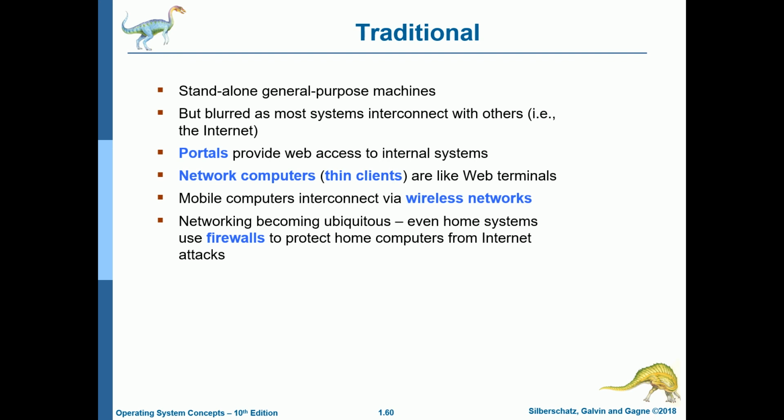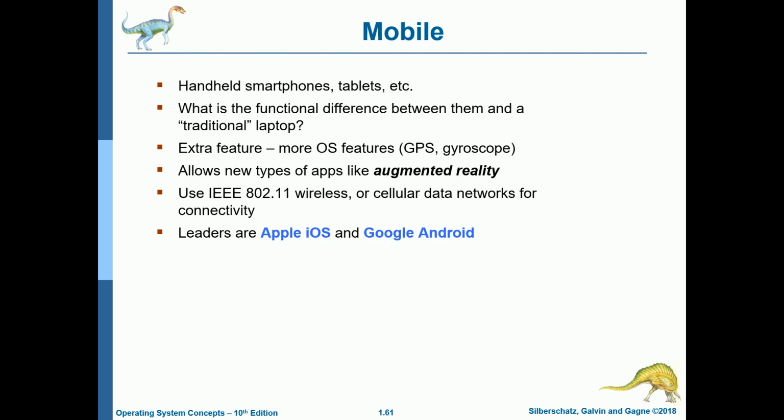Even these home systems use firewalls to protect home computers from internet attacks. We need to protect our smart toasters. Now we also have mobile devices, where they are handheld like smartphones and tablets, etc., and the function is different from the traditional laptop. A lot of cases we've got extra features like GPS and gyroscope abilities, and now we're allowing new types of applications that use what's called augmented reality.